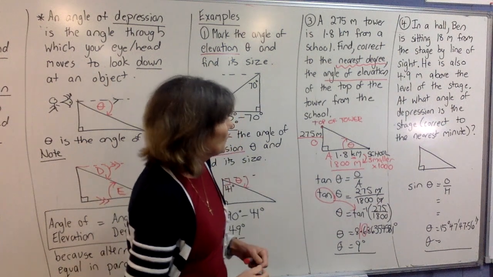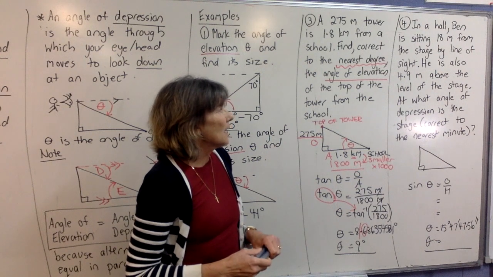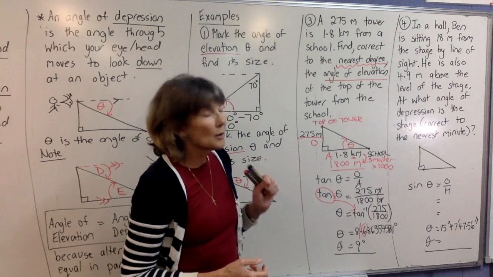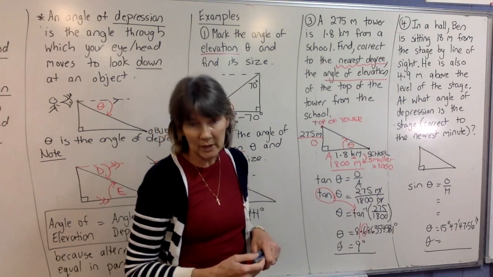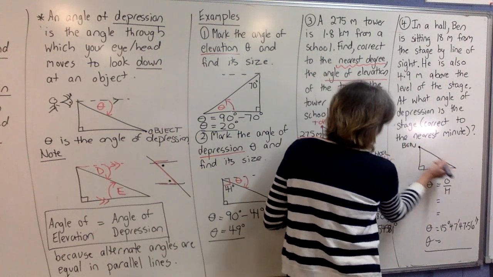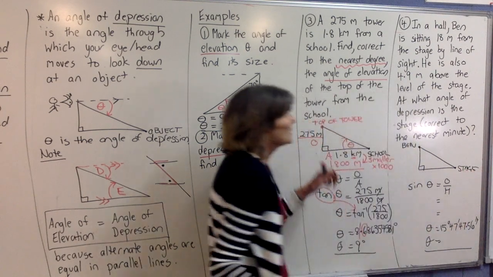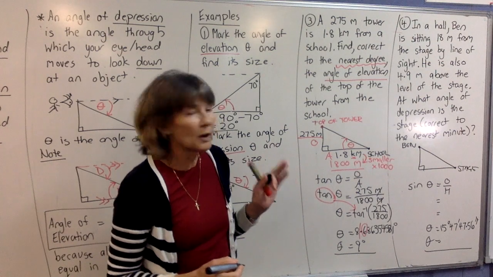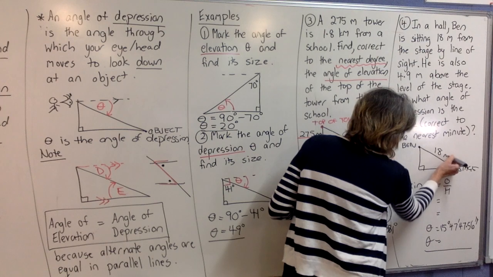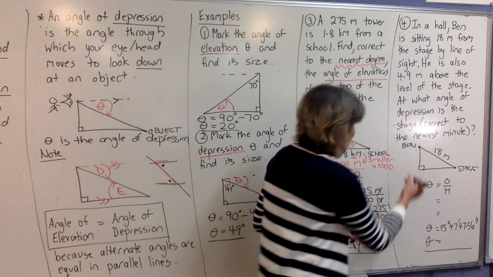All right, the next question over here. Start with your right angle triangle. In a hall, Ben is sitting 18 metres from the stage by line of sight. He is also 4.9 metres above the level of the stage. So Ben is up here. He's looking at the stage, which is here. So in other words, while he's looking at the stage, that's 18 metres there. He's 4.9 metres above the stage, so that's this bit here.